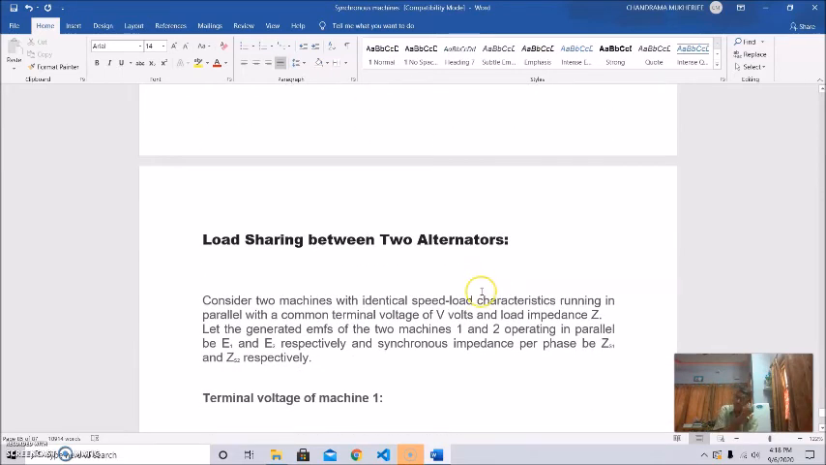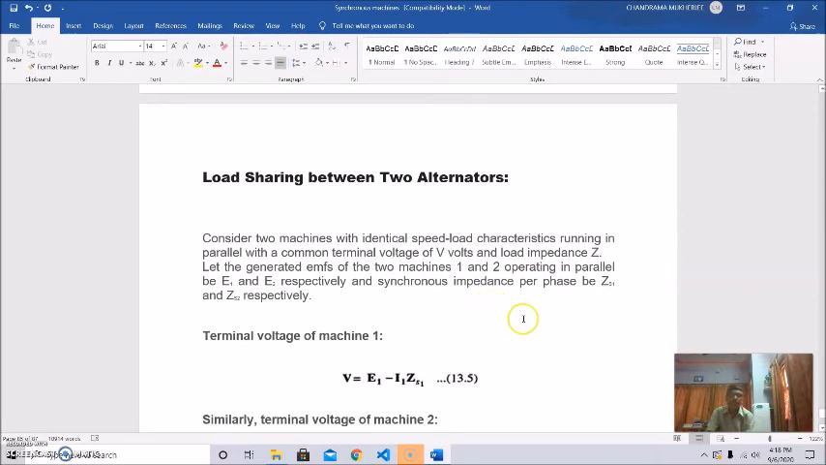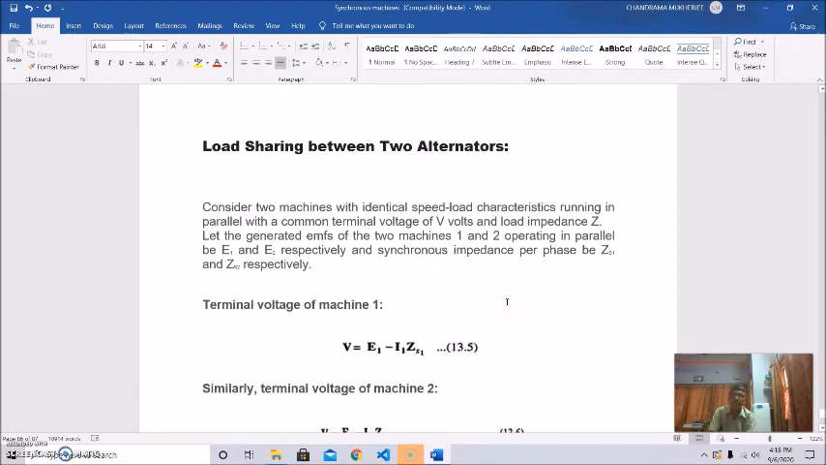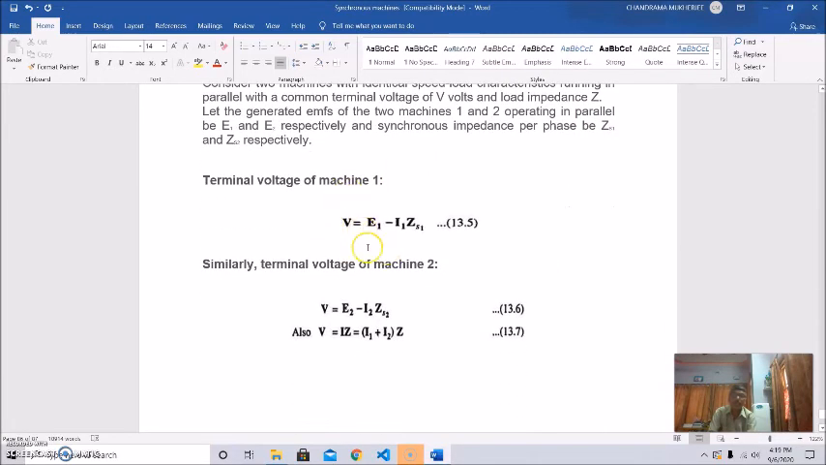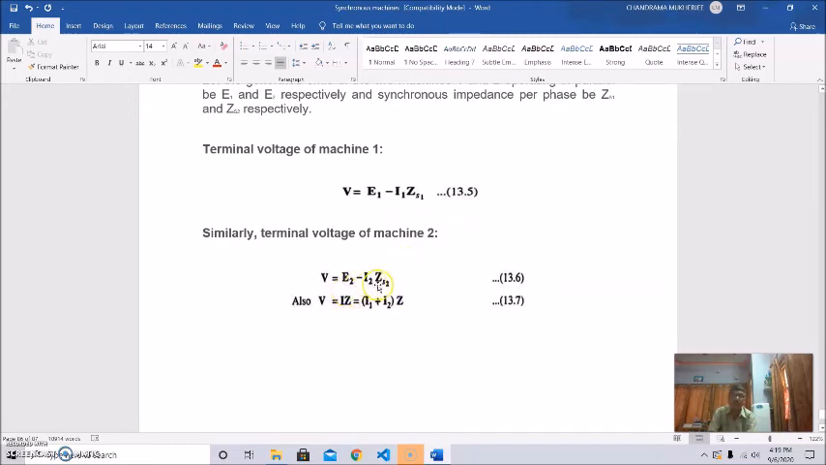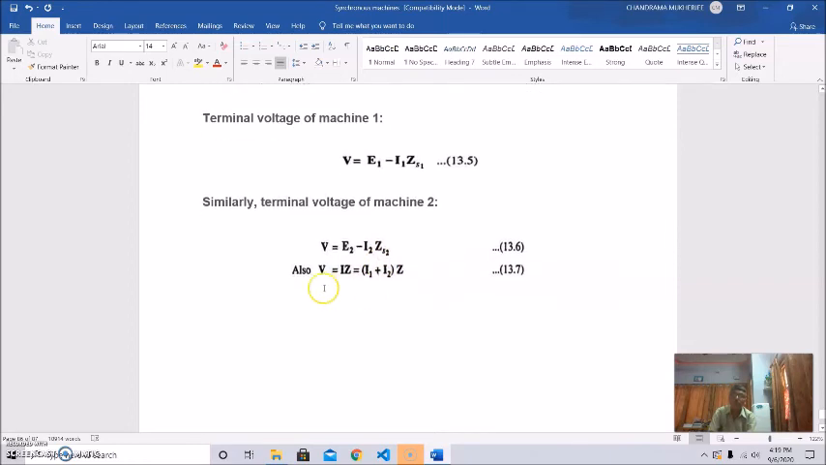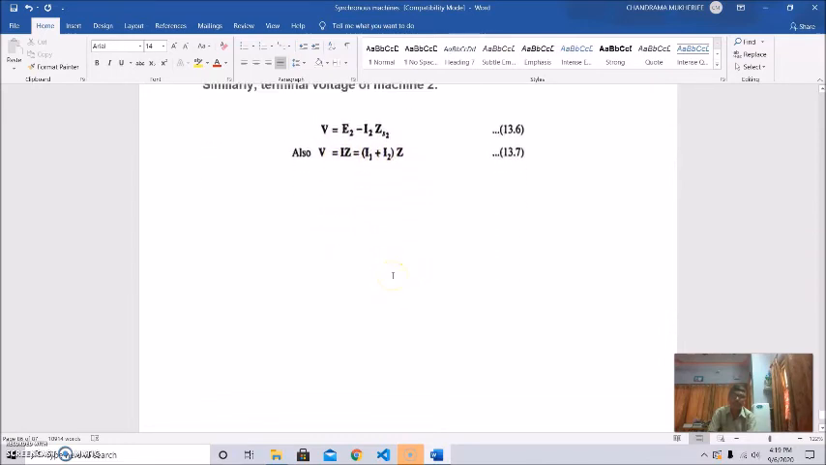Now we'll talk about the load sharing of two alternators. Basically, consider two machines with identical speed load characteristics running in parallel with common terminal voltage V volts and load impedance Z. Let the generated EMFs of machine 1 and machine 2 operating in parallel be E1 and E2, and the synchronous impedance per phase for machine 1 be ZS1 and for machine 2 be ZS2. Therefore the terminal voltage for machine 1 is E1 minus I1 ZS1, and similarly for machine 2 it is E2 minus I2 ZS2. Also the terminal voltage V equals IZ, where I equals I1 plus I2 and Z is the system impedance.